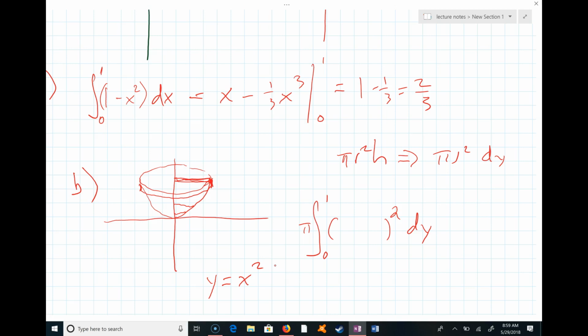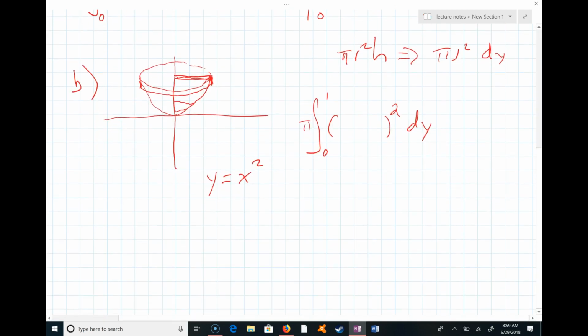How do I do that? I just solve for y. How do I solve for y? Solve for x, so in terms of y. Yeah, I just square root both sides. So I have the square root of y equals x. So that means I'm going to go back up to there and say, oh, my radius is just the square root of y.